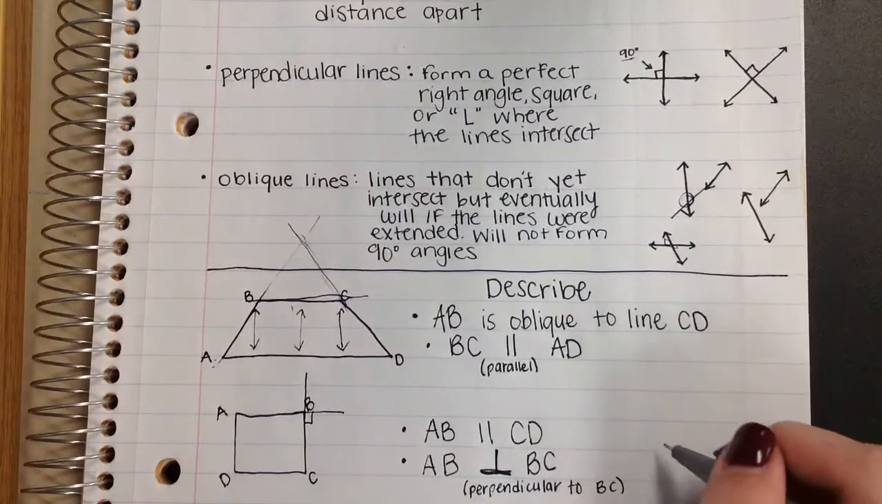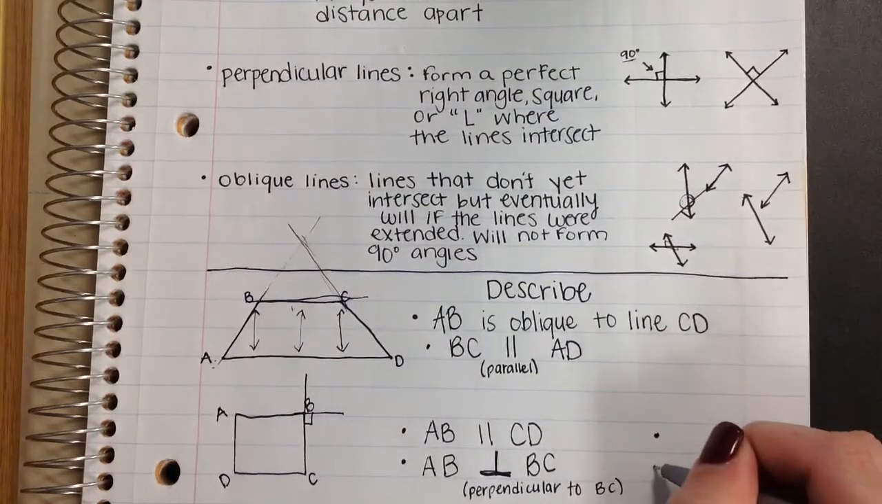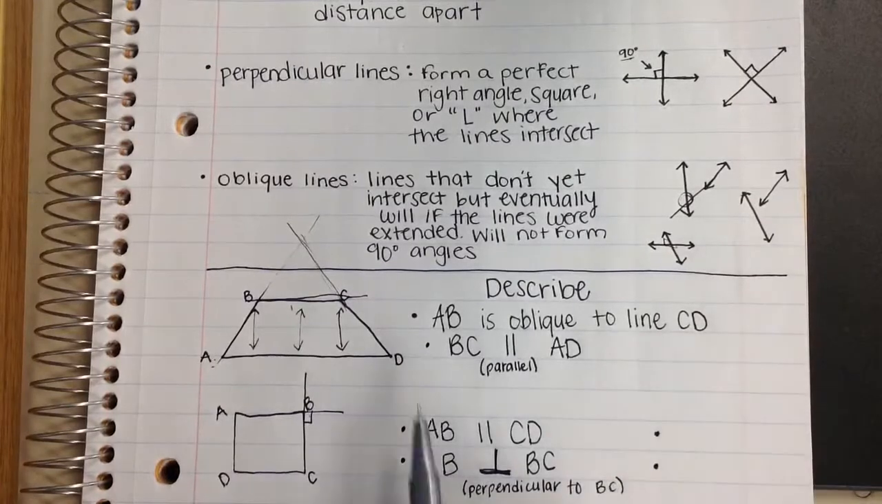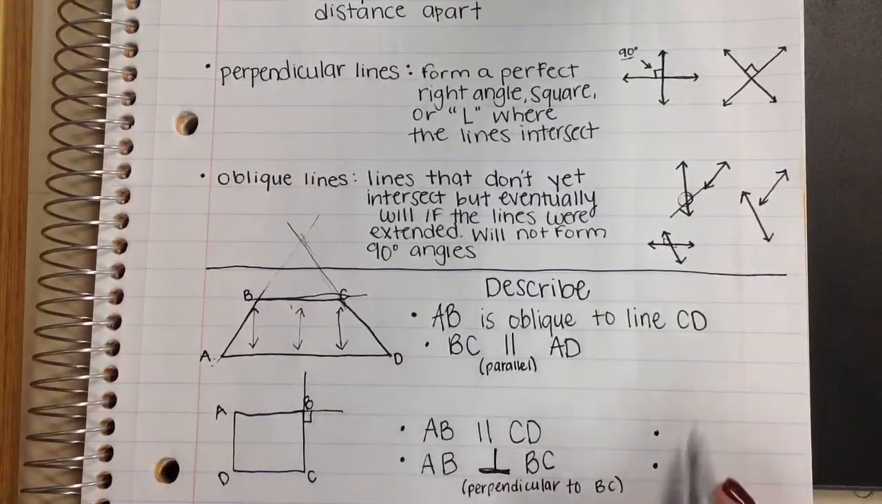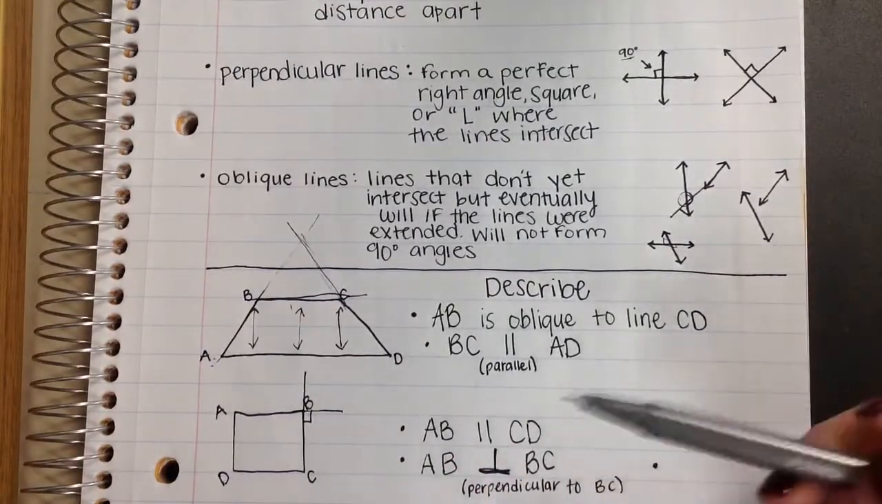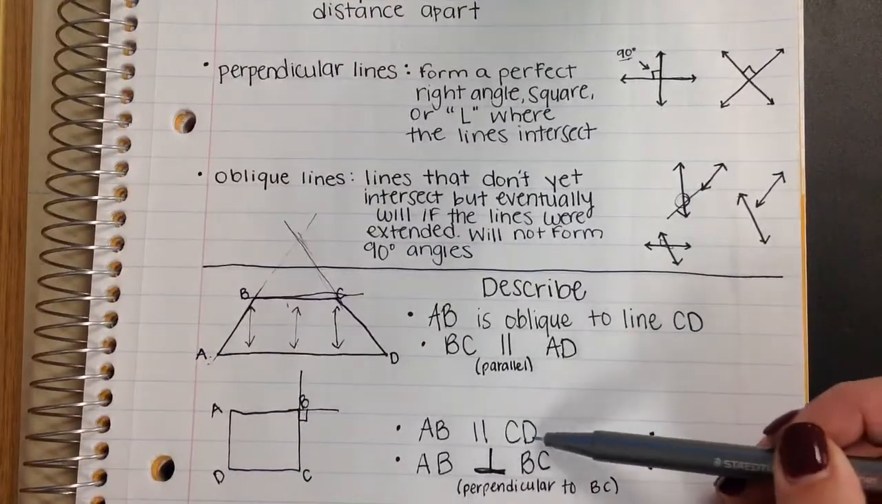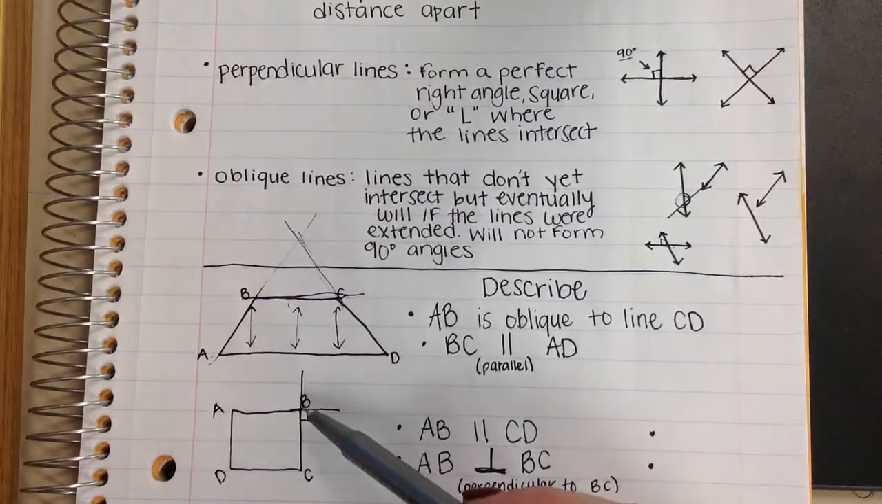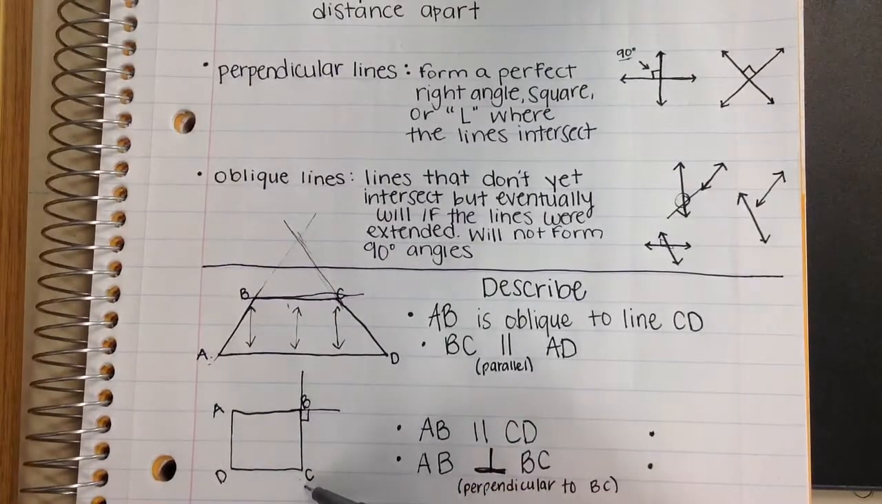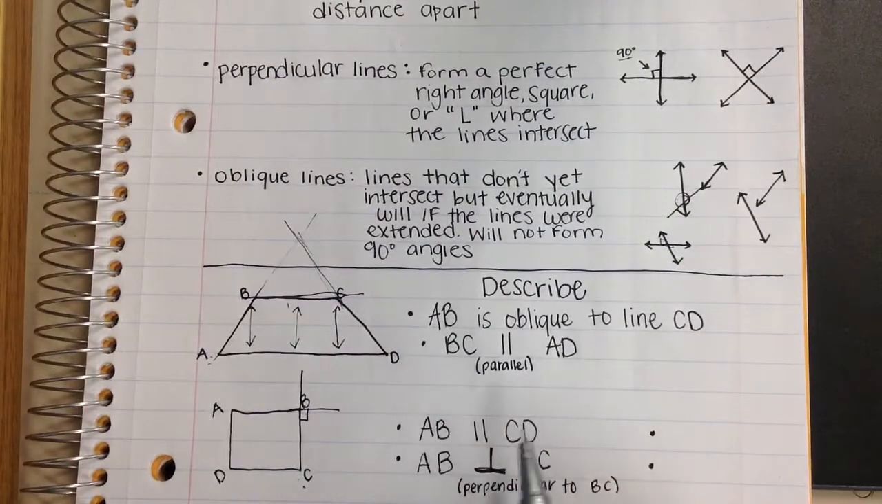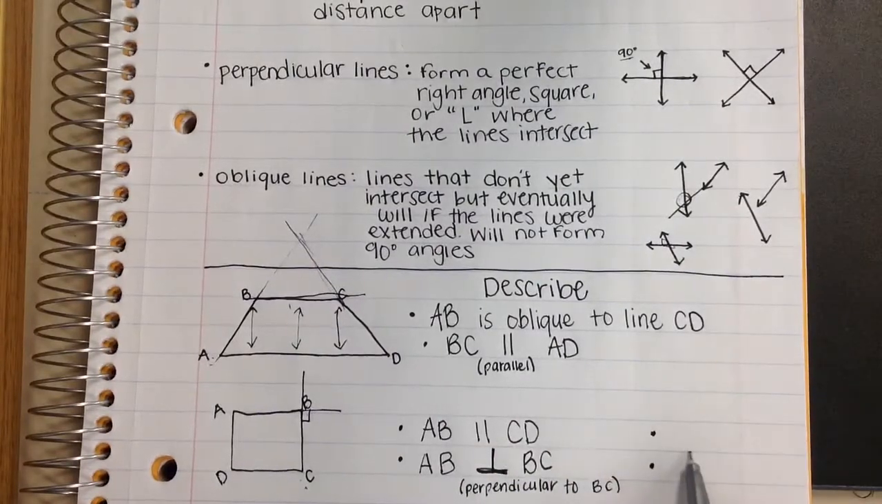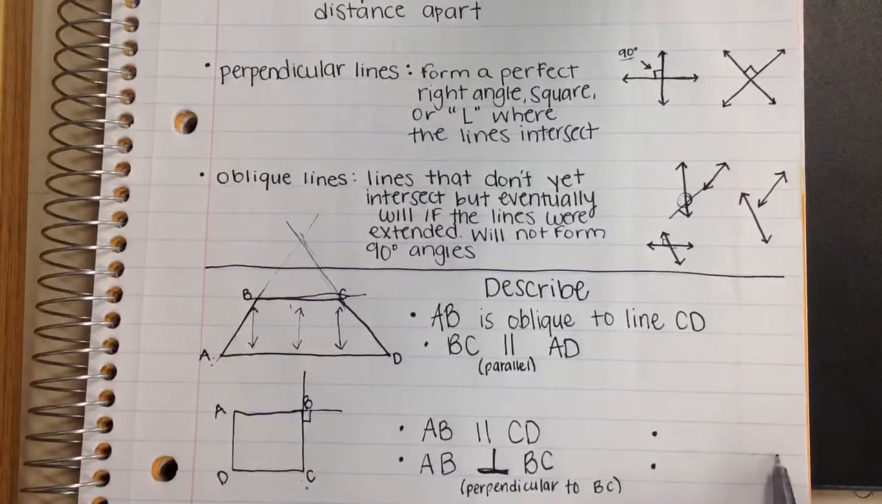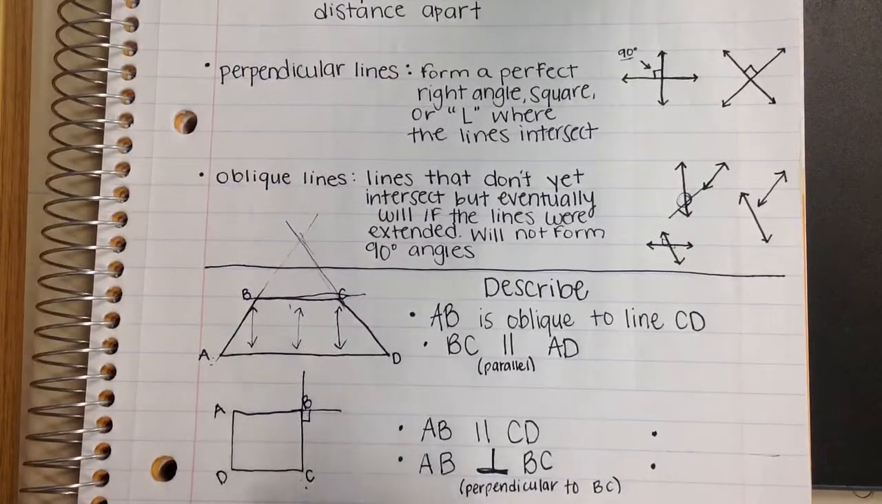I would like for you to come up with two more different descriptions for this shape, and we'll talk about them tomorrow. So we've already said that AB is parallel to CD, and we have said AB is perpendicular to BC. So you can't use these sets of lines anymore, but I would like for you to come up with two more descriptions that compare lines to each other in this shape, and we'll talk about them tomorrow.